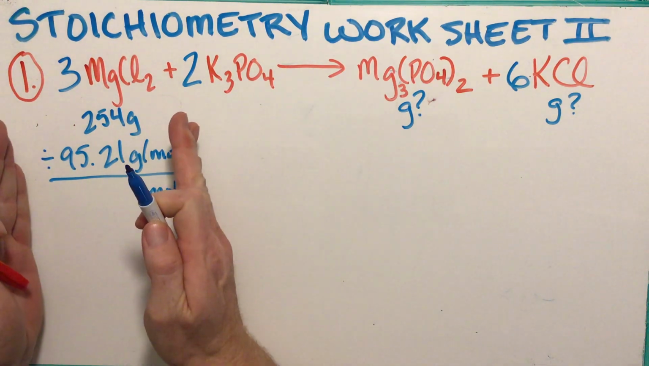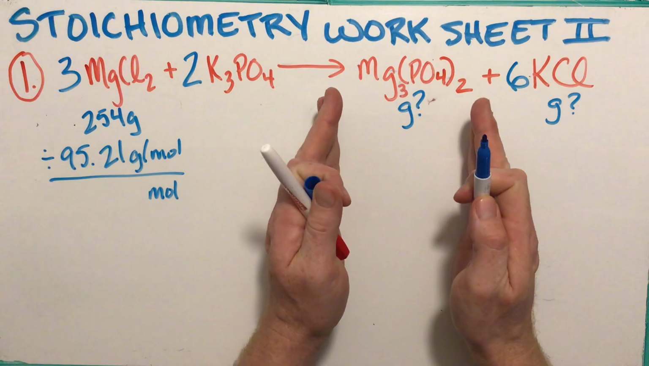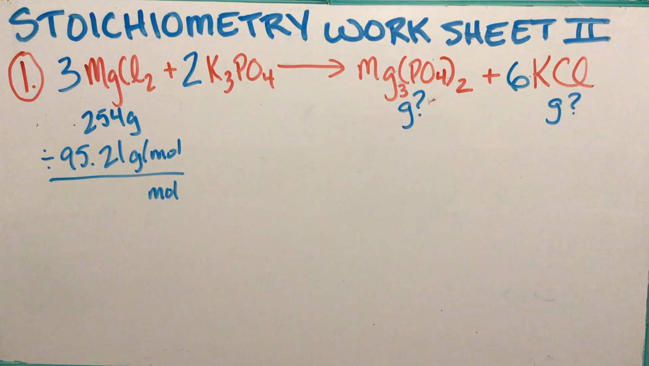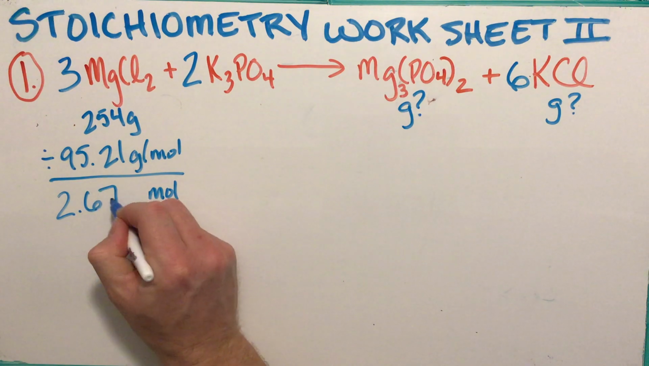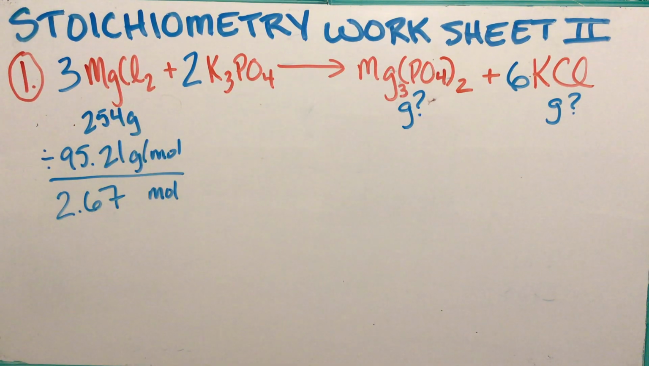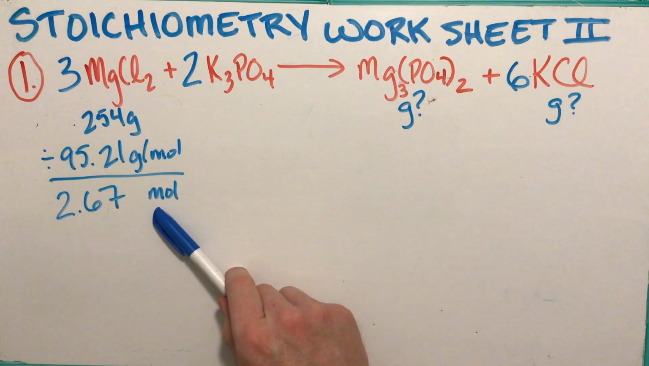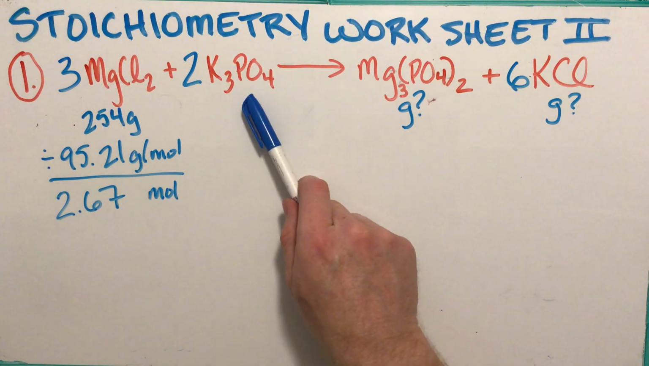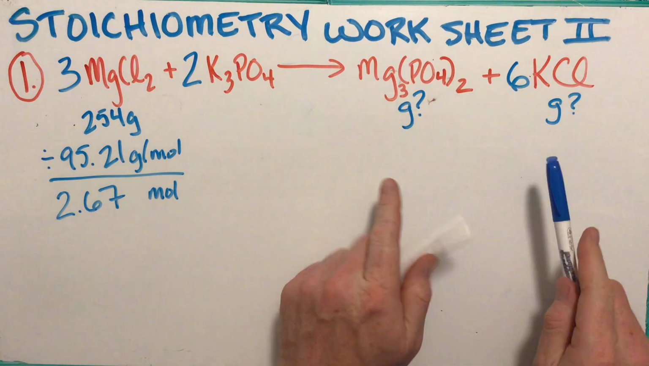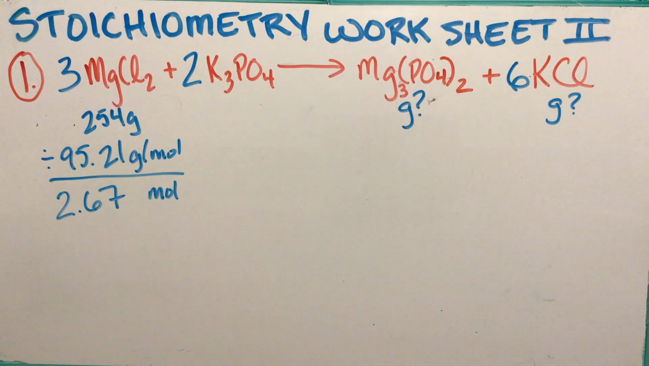Again, all the work for this substance goes here. All the work for that one will be done here. All the work for that one will be done there. And when I divide that out, I end up with 2.67 moles of this. Now that I have that in moles, I can relate it to anything else in the equation. I can relate it to this, this, or this. Obviously, I'm going to want to relate it to these 2 things.